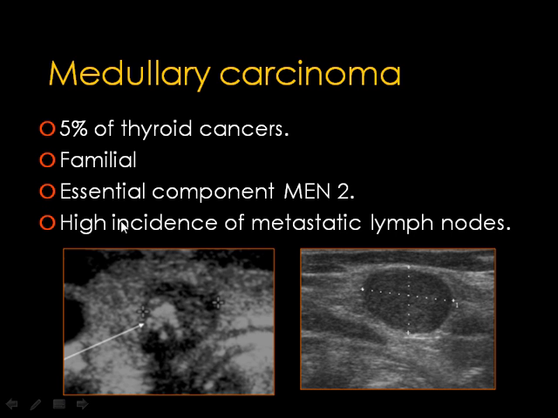Medullary carcinoma accounts for 5% of thyroid cancers. It is often familial and an essential component of the multiple endocrine neoplasia type 2 syndrome. A high incidence of metastatic involvement of the lymph nodes has been reported. This is an example of medullary carcinoma. It appears like a papillary carcinoma, solid, hypoechoic with multiple calcifications. And the lymph node of this patient appears round and hypoechoic, suggesting a metastatic lymph node.